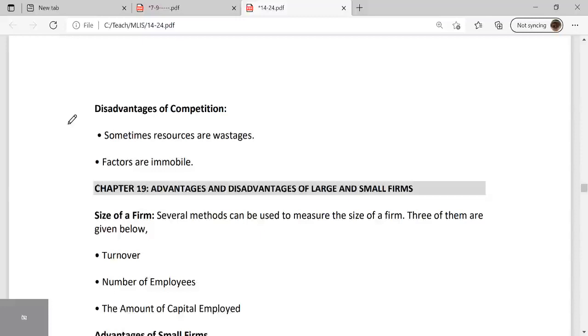Suppose we think about advertising. Competition is leading firms to a high level of advertisement. This high level of advertisement is sometimes a waste because you are wasting a huge amount of money to attract customers. Instead of advertising, you could have used it for the development of the product, or reduced prices for the consumers, right? So this is one thing.